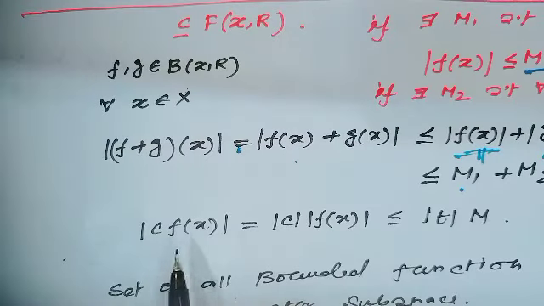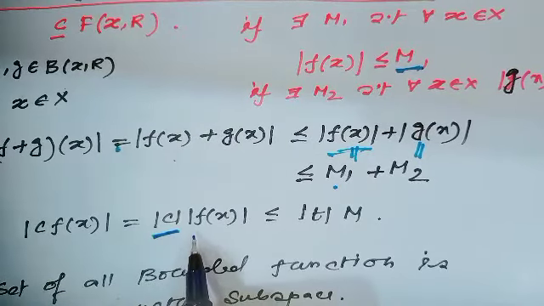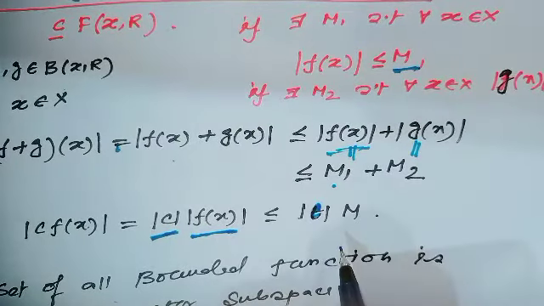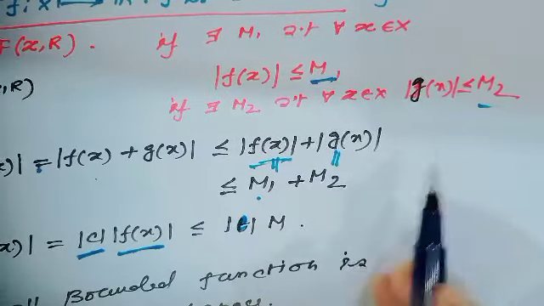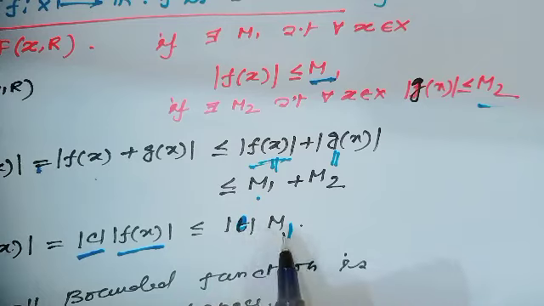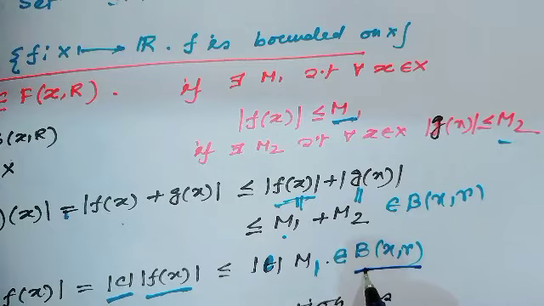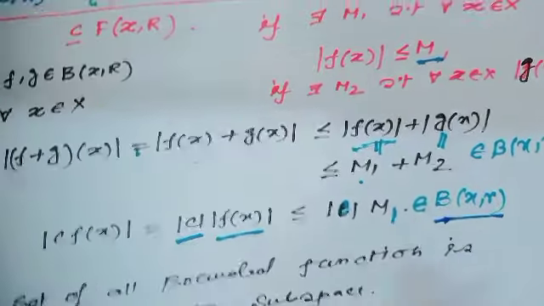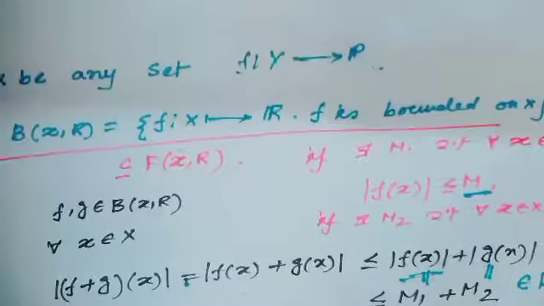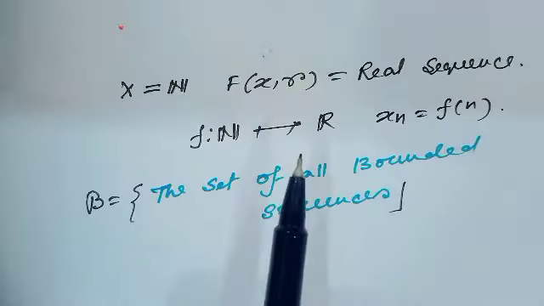Similarly, the absolute value of c f(x) is the absolute value of c times the absolute value of f(x), and this is less than or equal to |c| times m1, which obviously belongs to B(X,R). That means the set of all bounded functions is obviously a vector subspace of the set of all functions defined from X to R. Consider a new type of subspace.